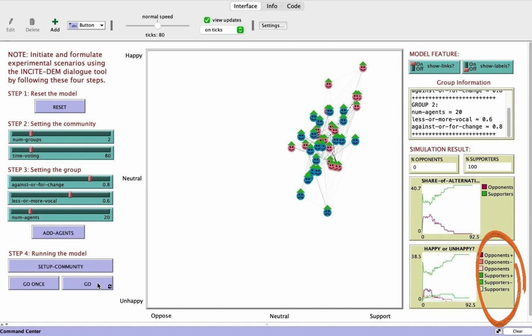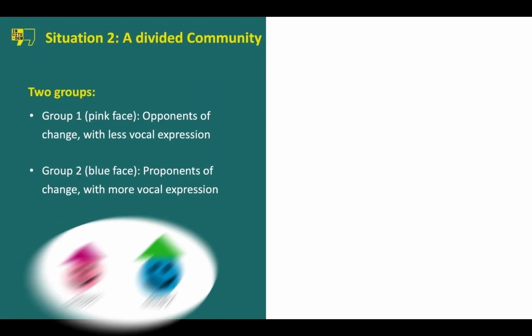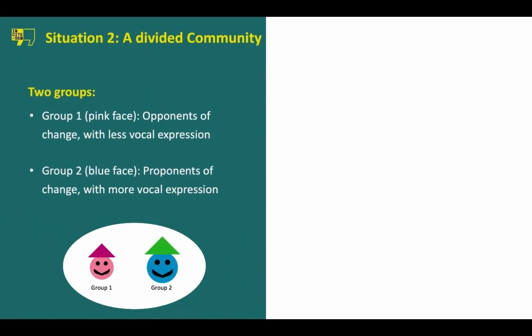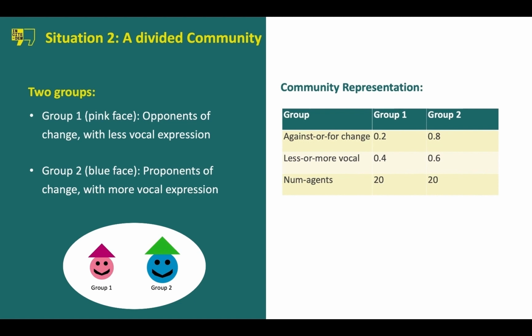Similarly, supporters plus, supporters minus, and supporters without any sign indicate satisfaction, dissatisfaction, or neutrality among supporting agents, depicted with green hats. In the second situation, there are two groups. One comprises opponents of change, with less verbal expression, while the second group consists of proponents of change, with more vocal expression. Detailed parameters are provided in this table.